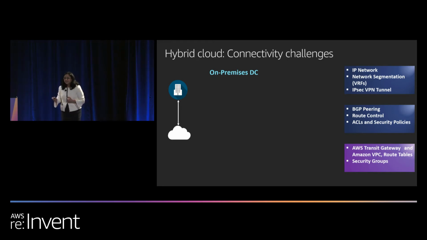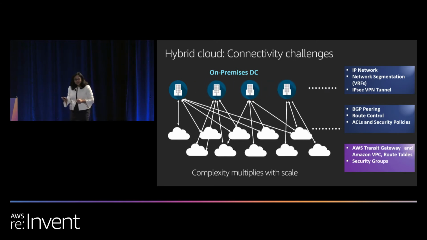When we counted the number of CLI commands which it takes to do just this connectivity between one on-prem site to one cloud site, it takes more than 1,000 CLI commands to get this done. So imagine the complexity when you want to start connecting multiple on-prem sites to multiple cloud sites. And you have to scale to different regions based on your business requirements. So the complexity is actually multiplying as you start scaling up this connectivity.